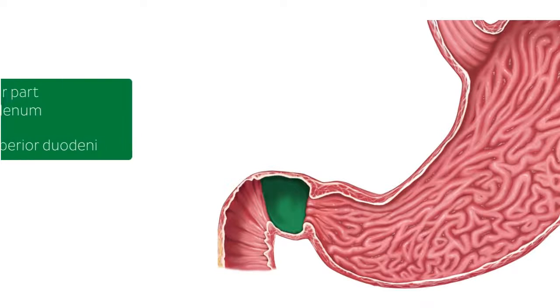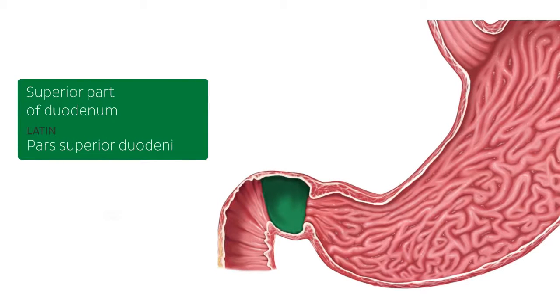It is the superior part of the duodenum, or the first part of the duodenum. The duodenum is a C-shaped loop that makes up the proximal part of the small intestine. It is adjacent to the head of the pancreas and is retroperitoneal, except for the very first portion of it. The duodenum is part of the small intestine and connects the stomach to the jejunum.